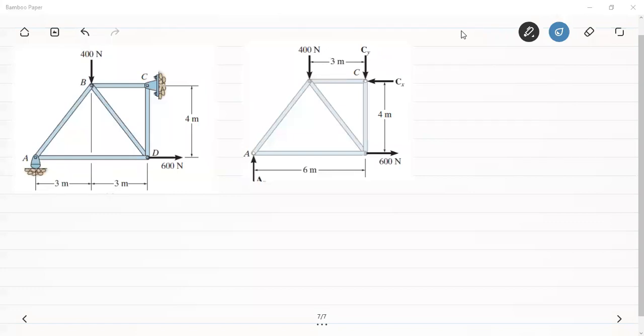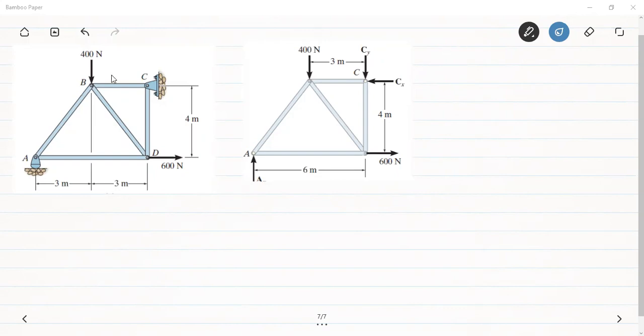Let's have a look at this problem. So here we can see that there is a truss where 2 point loads are acting, and they are acting at the joint B and joint D. Okay, so the first step here is that we have to draw the free body diagram.